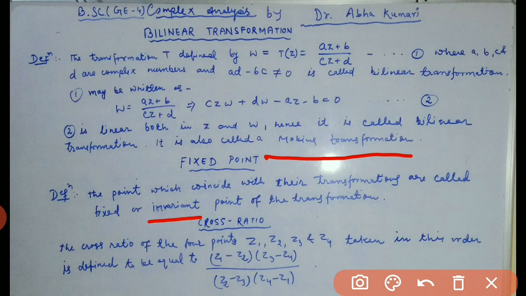Okay, now third one. Third is cross ratio. So the cross ratio is very important for the 6 marks or 7 marks question that will be asked in your exams. And the definition of the cross ratio is: the cross ratio of the 4 points Z1, Z2, Z3 and Z4 taken in this order is defined to be equal to (Z1 minus Z2) bracket close, then (Z3 minus Z4) bracket close, whole divided by (Z2 minus Z3) bracket close, and then (Z4 minus Z1) bracket close.